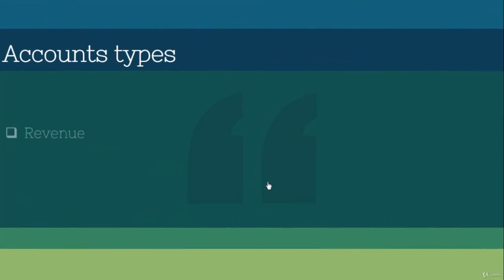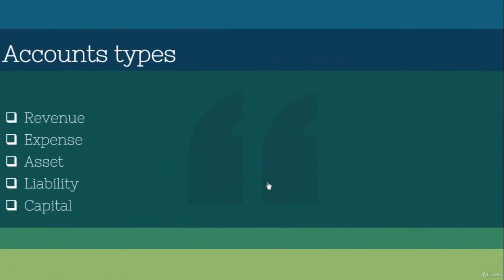Then we are going to study account types. There are 5 types of accounts. The first one, revenue, then expenses, then assets, liabilities and capital. So these are the main account types, and we are going to look at them one by one.